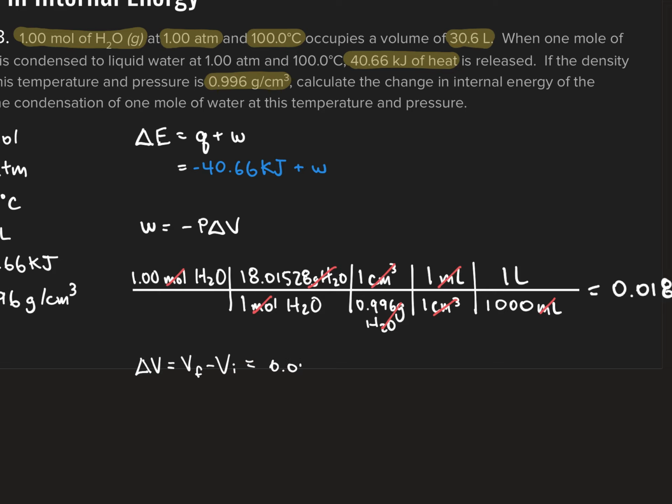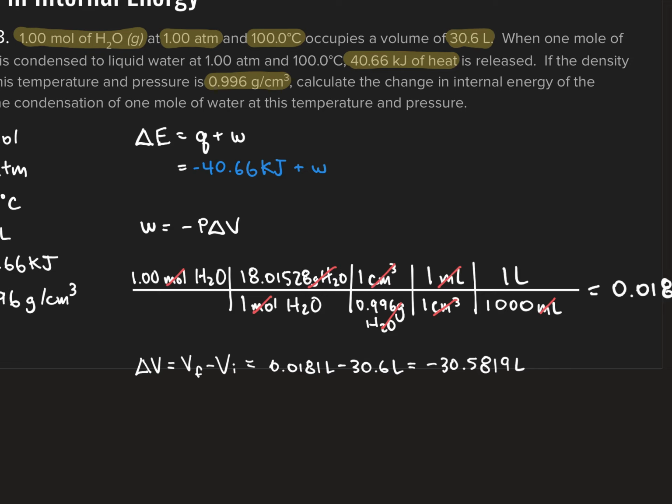And I'll subtract from that now my initial volume that the water occupied in the gas phase, which was 30.6 liters. And that gives me here now a change in volume of negative 30.5819 liters. And I'm going to carry all of my decimals through there so I don't end up with a significant figures issue later on and introduce rounding error. So let's just go ahead and get that in now as our delta V. So I now have the change in volume of that system.